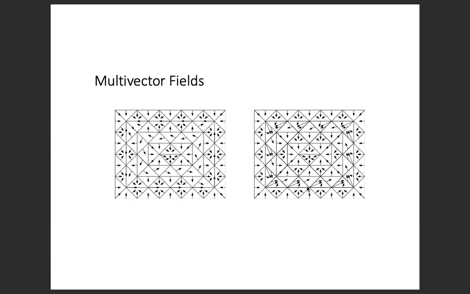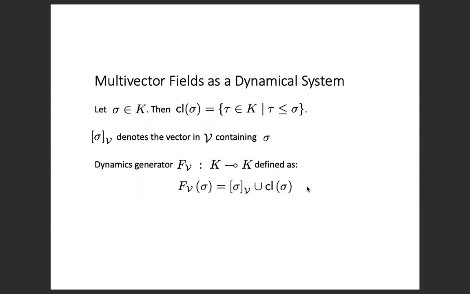Here are some more complicated examples of multi-vector fields. I just wanted to highlight that we draw multi-vector fields by drawing a vector from each non-maximal simplex in a multi-vector to each maximal simplex. So this edge and this triangle are in the same multi-vector. This edge is not maximal, this triangle is, so we draw an arrow from the edge to the triangle. Similarly, this edge and this triangle are in the same multi-vector, so we draw an arrow between them. Cool.